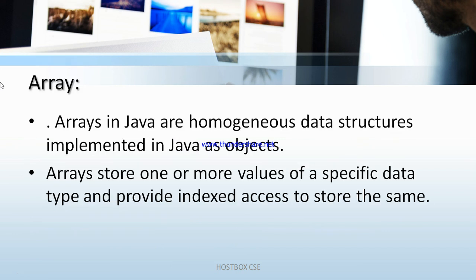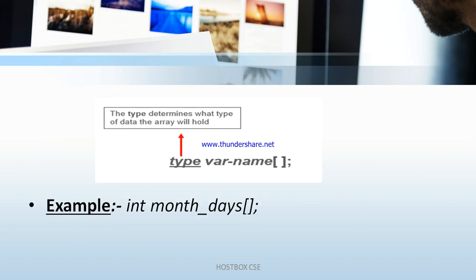And the next one is very familiar and easy, array, which you studied in the C language also. If you know that, Java is very easy for you. Arrays in Java are homogeneous data structures implemented as objects, where an array can store one or more values of a specific data type and provide indexed access to store the same. Let me see the example here, and how to use the array and what the syntax is. The syntax is type variable name, type variable with square brackets, semicolon.